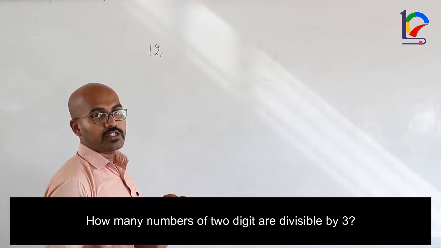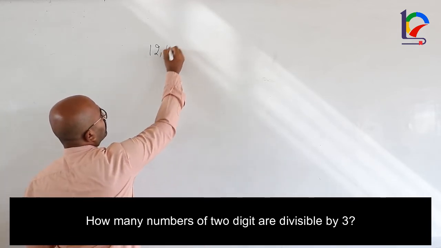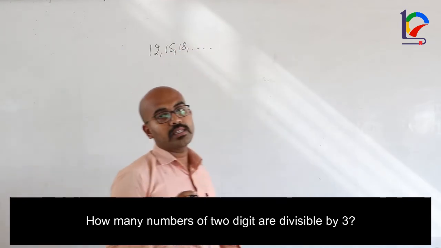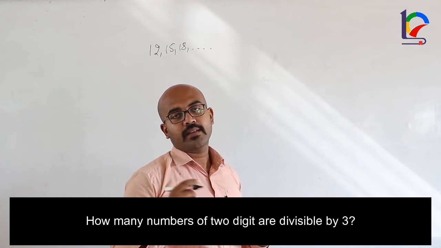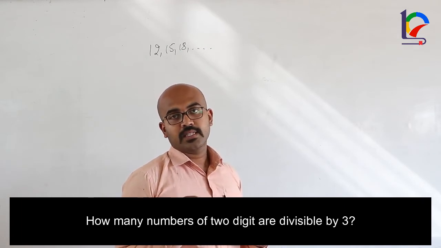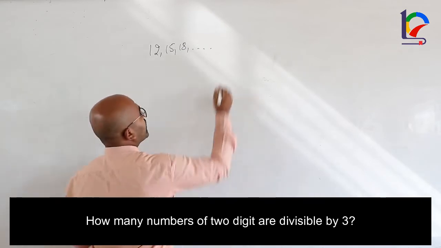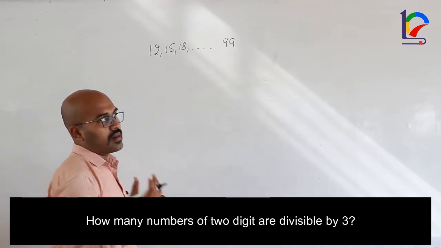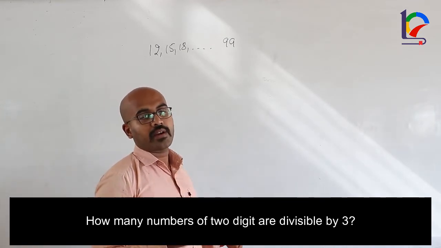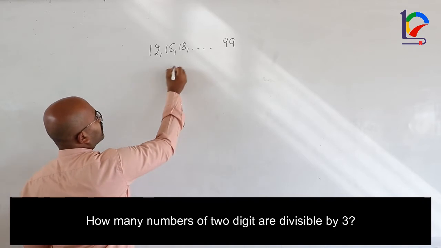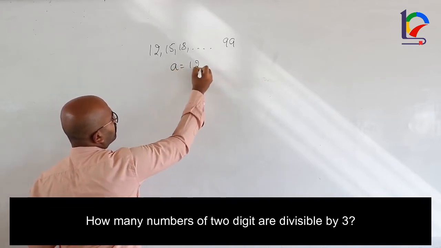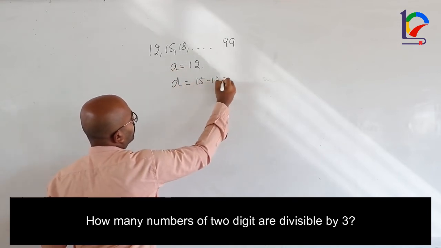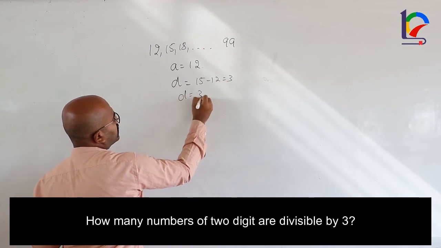It means the multiples of 3. The first term is 12, the second is 15, 18, and so on. What is the last number which is divisible by 3? If we take the multiples of 3, the last 2-digit number divisible by 3 is 99. This is by simple calculation, or the simple multiplication that we have come across. So here the first term is 12. We know the common difference: 15 minus 12 is equal to 3. So D is equal to 3.